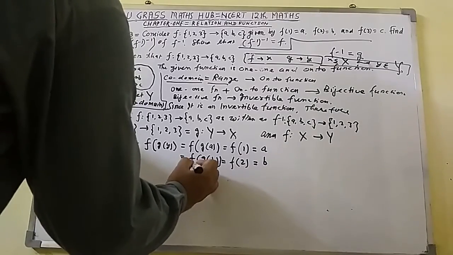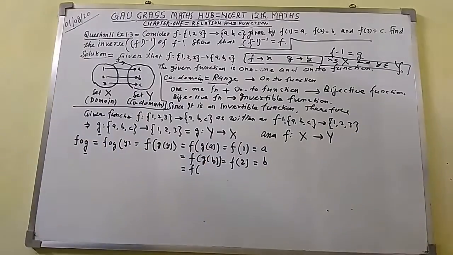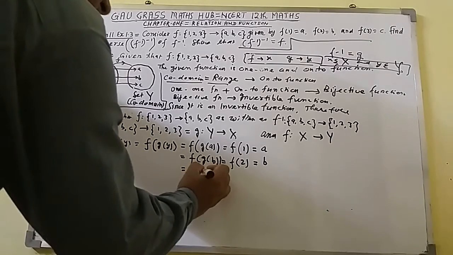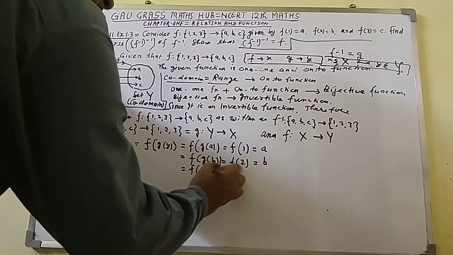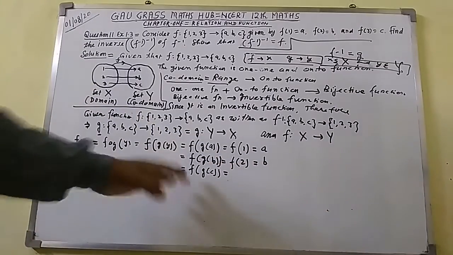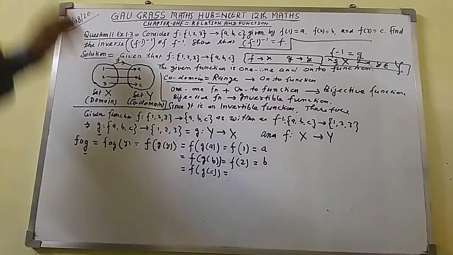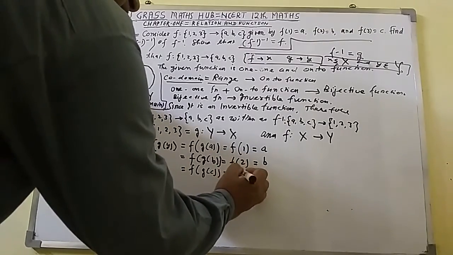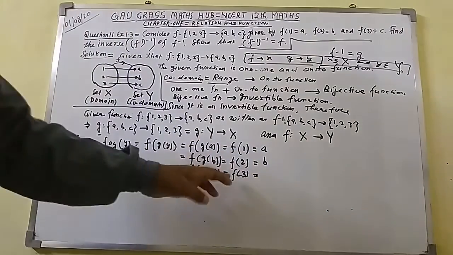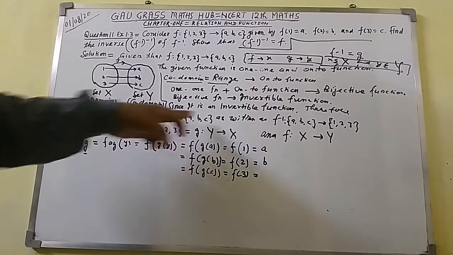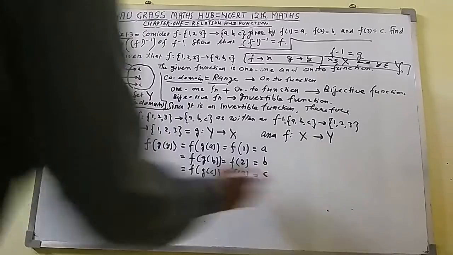Again, F of G of C. So write here G in bracket C. G of C will be 3. So you write here F of 3. F of 3 goes to C, so here it will become C.